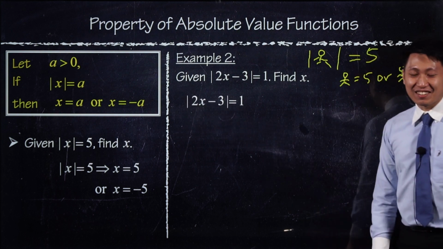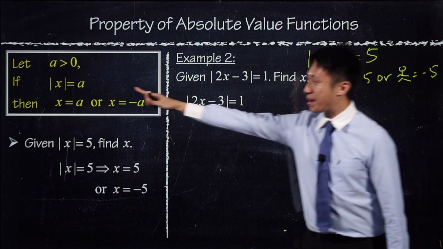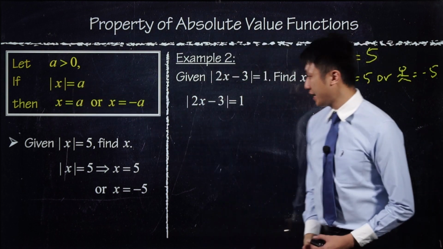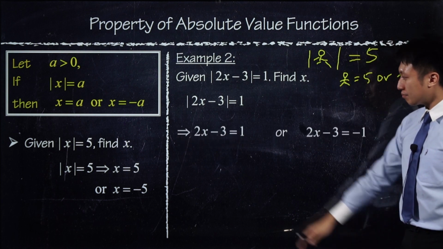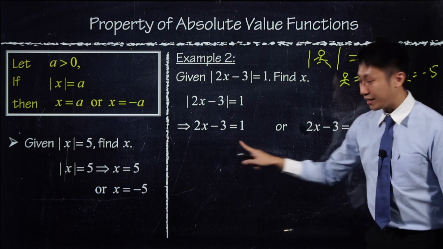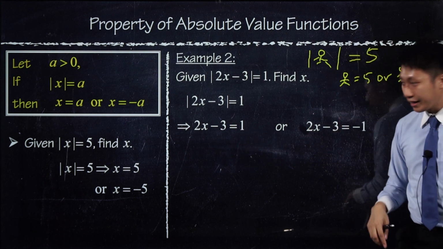So this one, 2x minus 3, modulus is equal to 1. Based on the definition, you just take whatever inside is equal to 1 or negative 1. Then what do you get? No more modulus, right? Then I solve one by one.